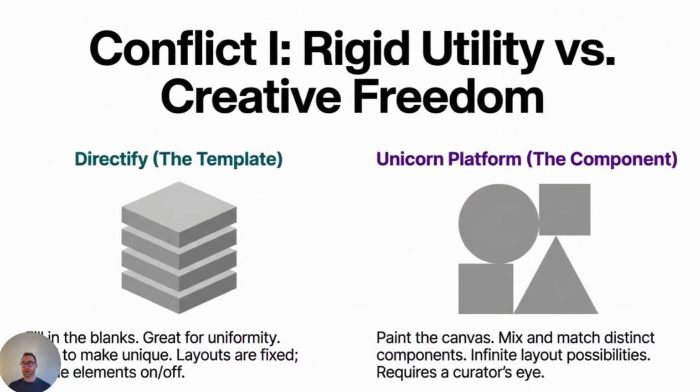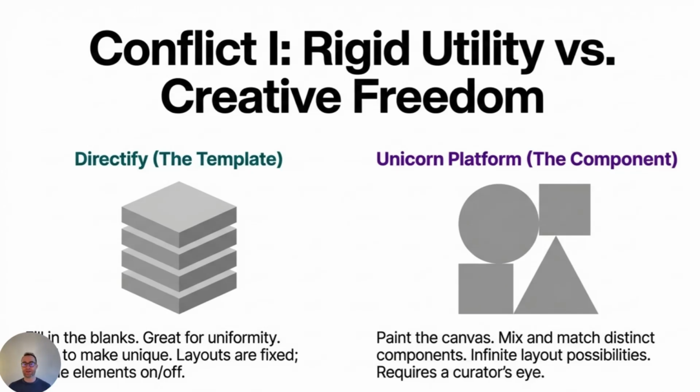So here's one of the conflicts: rigid utility versus the creative freedom. And I just want to say here, the most important thing, the biggest mistake that people make is that they take too long tinkering around with stuff rather than just getting your content out there. Get it listed, get it out there, start getting traffic, start your project making money right away.